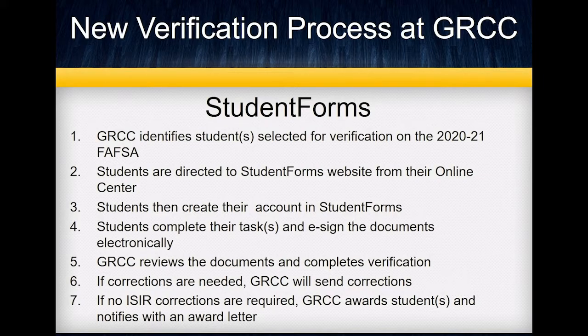GRCC reviews the documents and then completes the verification. If the FAFSA needs correction, we will send a correction off. If it's not needed, we will then award the student.